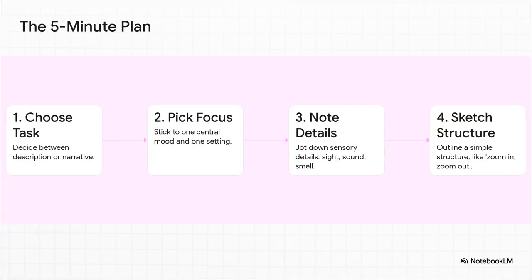So what does a winning 5-minute plan actually look like? It's 4 simple steps. 1, choose your task. Description or narrative. Make the call. 2, pick a clear focus. Don't try to describe a whole city. Focus on one street corner, one mood, one setting. 3, quickly jot down sensory details. What can you see, hear, smell? And 4, sketch out a really simple structure. We're going to cover a great one in just a bit.